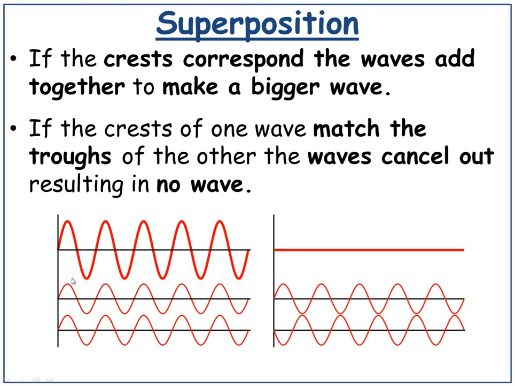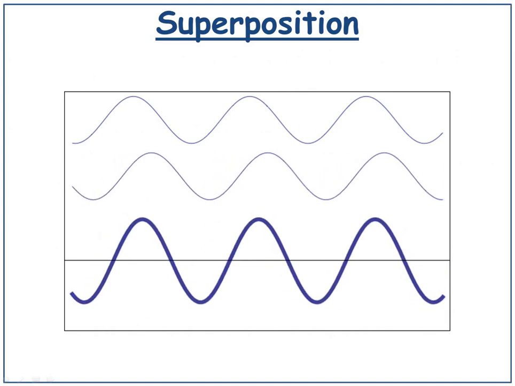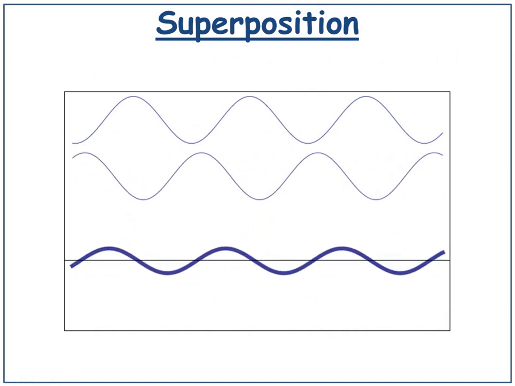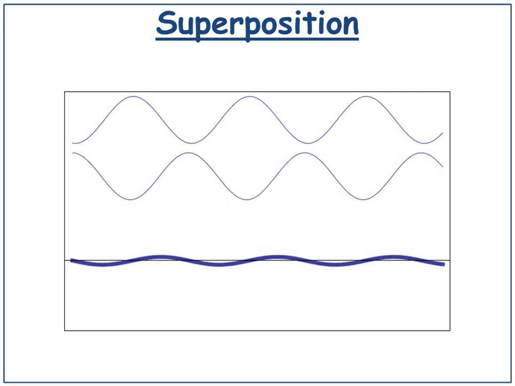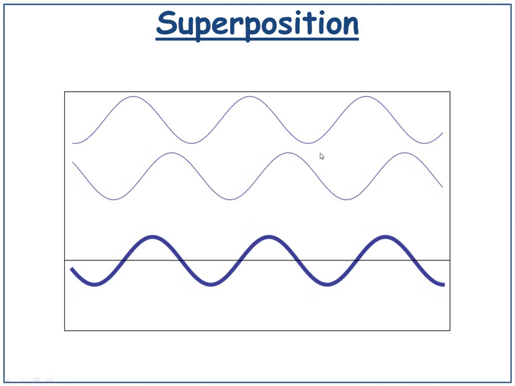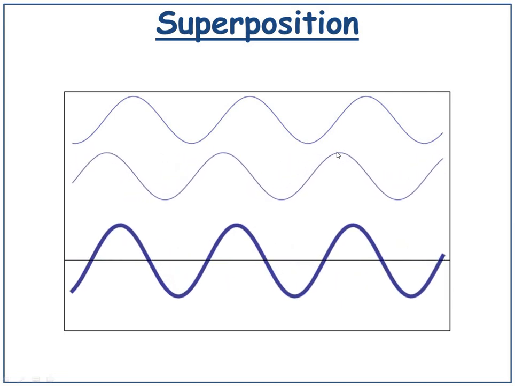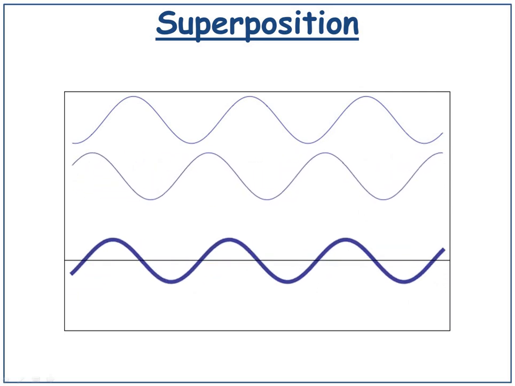So if the crests are at the same place, then they will add together to make a bigger wave. But if the crest and the trough meet, then they will just cancel each other out, and this is known as superposition. You can see that here: at the same point, they get taller, but if the troughs and the crests meet, then they cancel each other out and you end up with no waves there. So when the trough and crest meet, there's no wave. When the crests are at the same point, the wave's bigger. That is superposition.